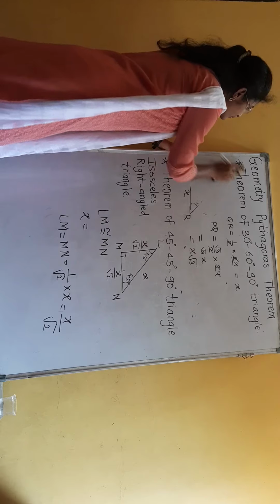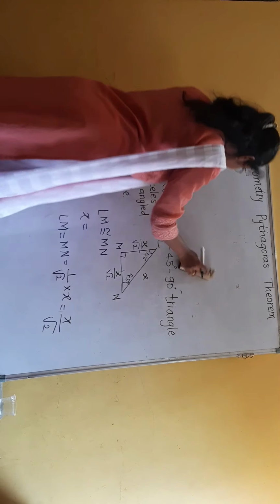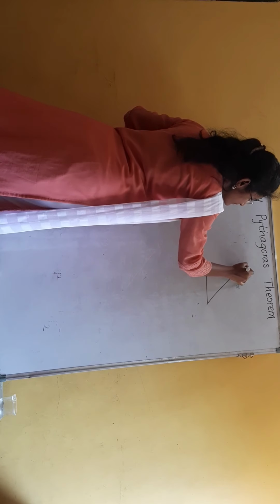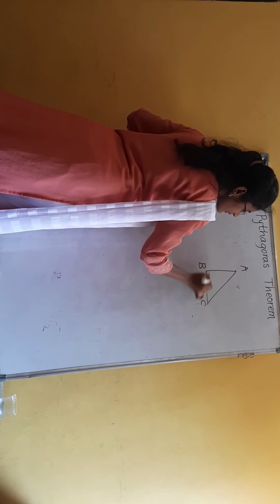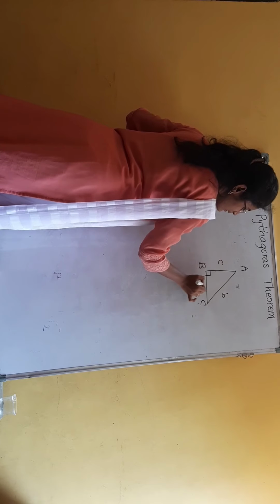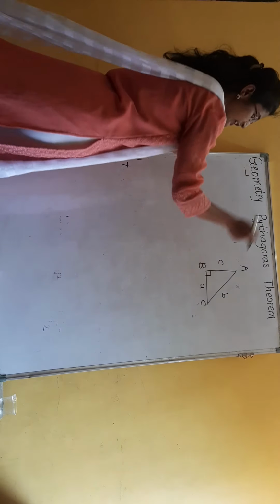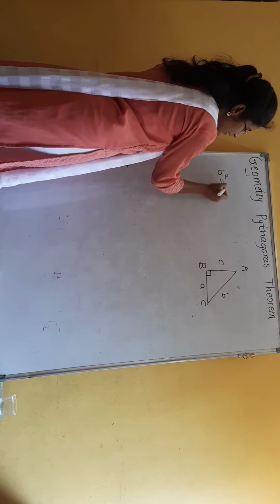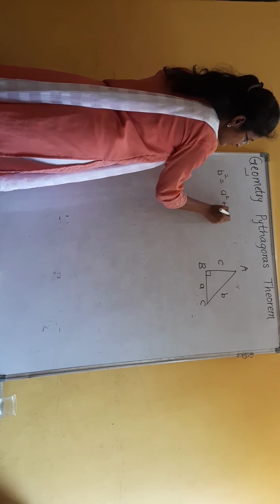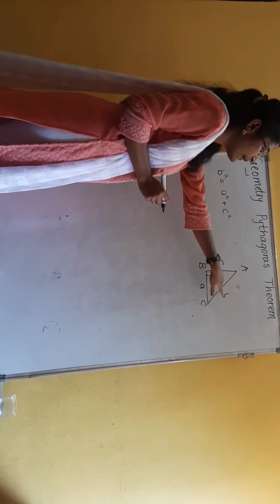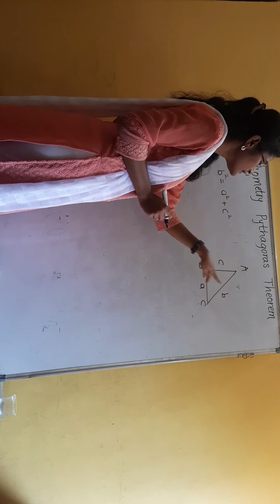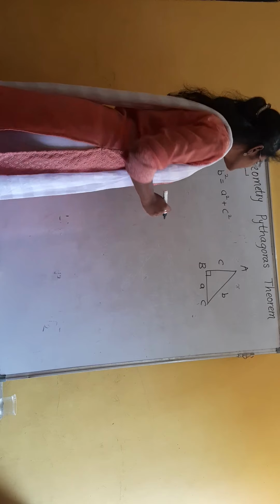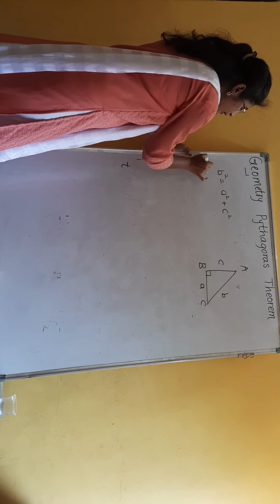So now I am going to take the Pythagorean triplet. So what is a Pythagorean triplet? We know that by the Pythagoras theorem, in general, b square equals a square plus c square. The square of the hypotenuse is equal to the sum of the squares of the other two sides. Now what is a Pythagorean triplet?